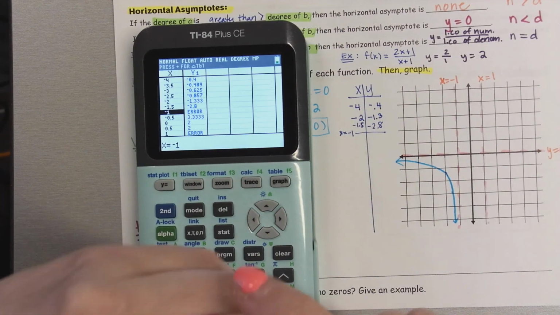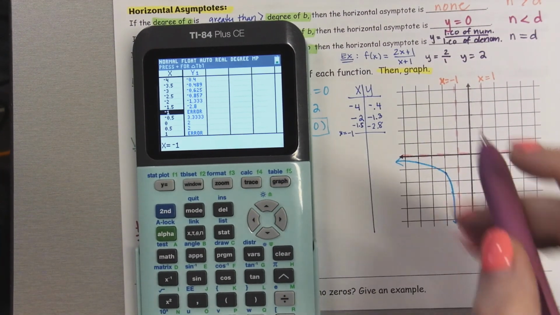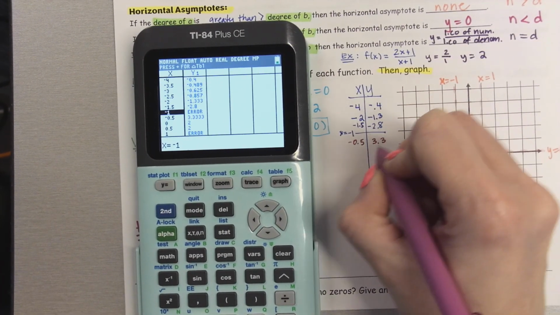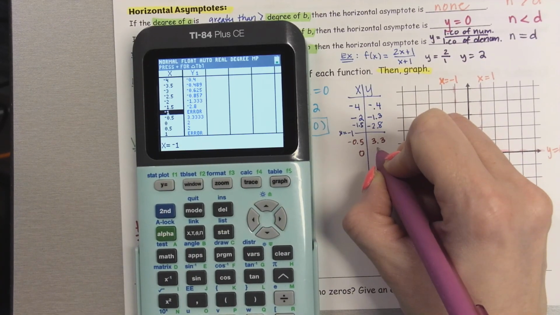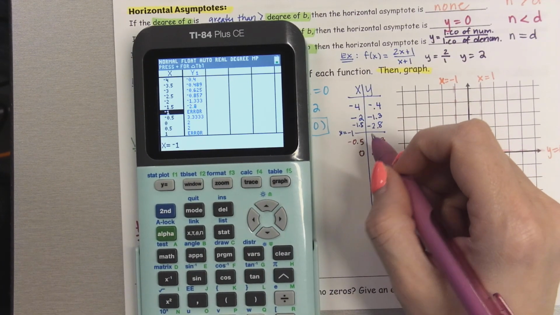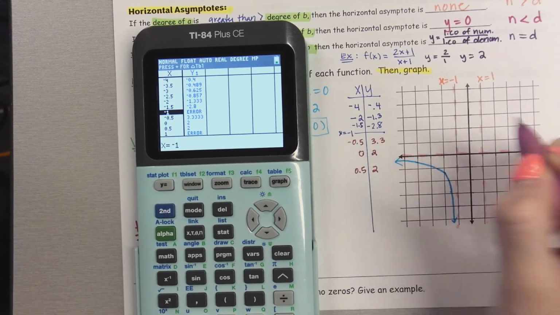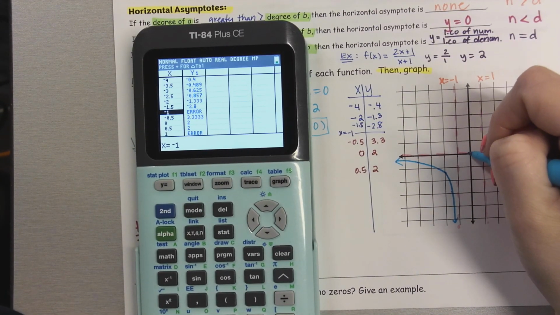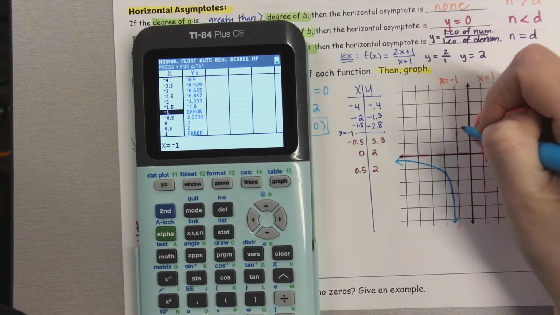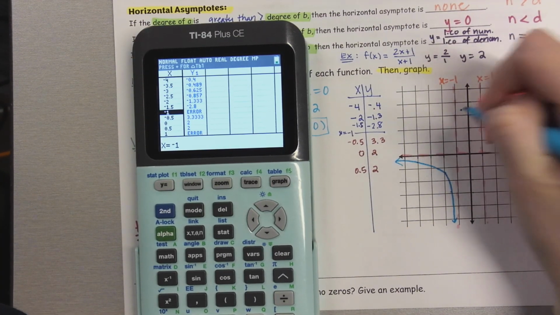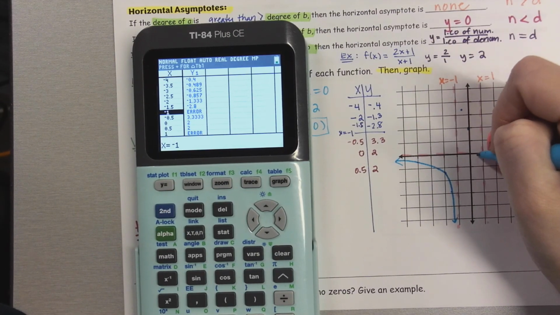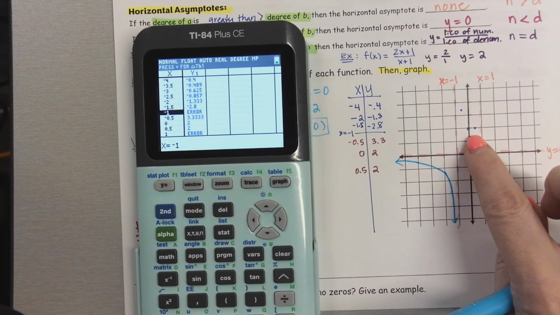So now for my next branch, let's do negative half, 3.3 repeating. At 0, I'm at 2. And then see how at 0.5 I'm at 2? See how that's kind of strange? Because we aren't going to have something that's flat, right? So how can I figure out what's happening in between there?